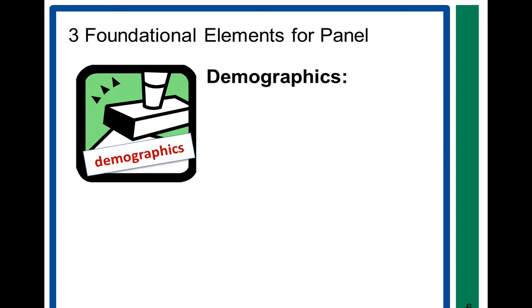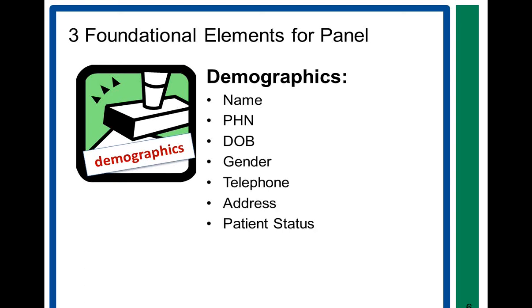So when we think of demographics, it includes obviously the individual's name, their PHN number, date of birth, gender, phone number, and how can we connect with them, especially with those critical results, certainly an address and their patient status. This all will help us with that panel identification list.